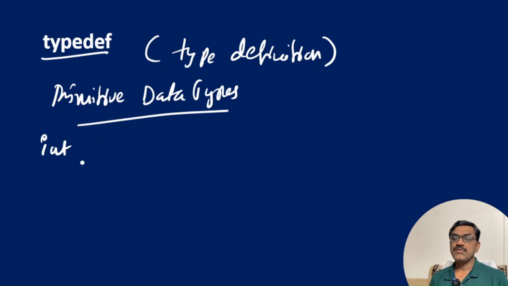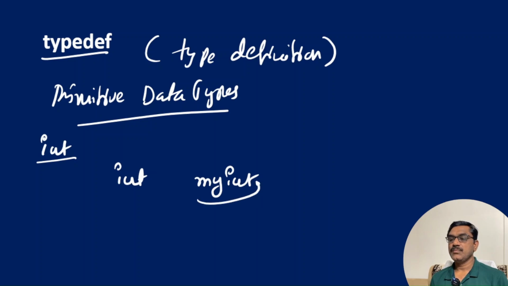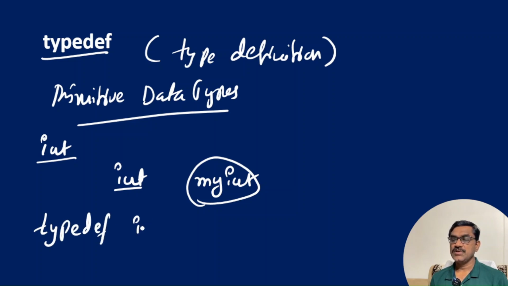So, can you give your own name for the existing data type int? For example, I want to use int as myint. So myint is not an existing data type, but we want to give our own name, or user defined name, to the existing data type or built-in data type, that is primitive data type int. Is it possible? It is possible by using the type definition statement. How to write? First we write the statement typedef, then you write the existing data type, and here you write your own user defined type. So this is the way of using the typedef statement.